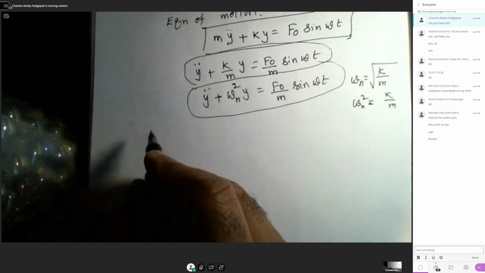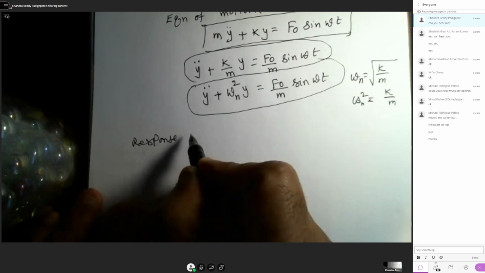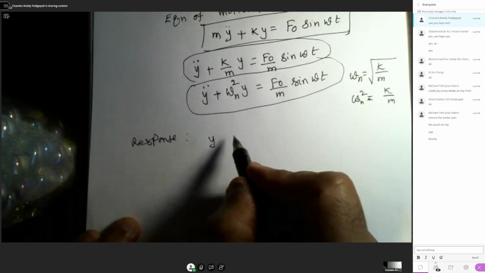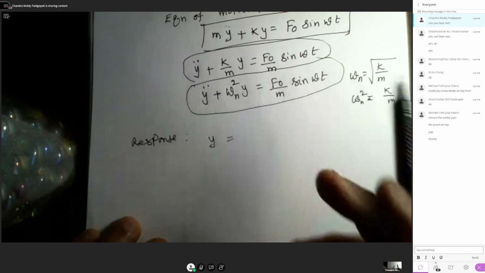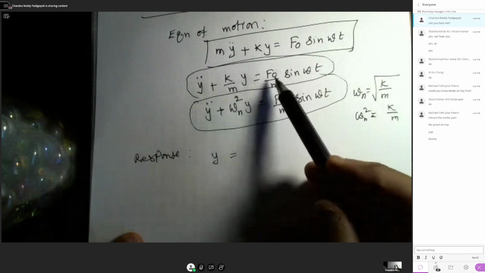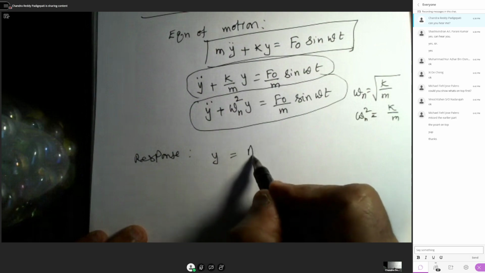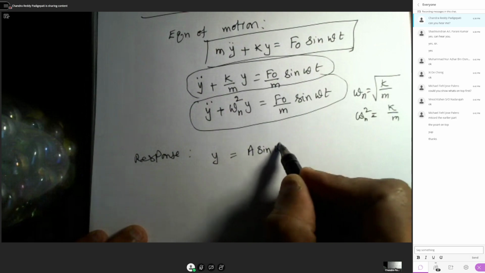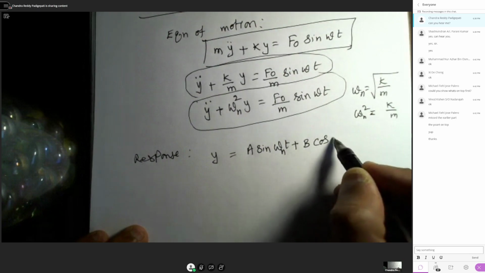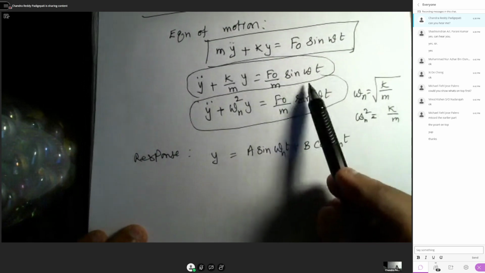Okay, so for the response of the system, you can write the response. Since we are using the displacement as y, y has two components. The first one is the complementary function, considering the right-hand side is 0. The standard form of the response will be A sine omega t plus B cos omega t. This is considering the right-hand side 0.